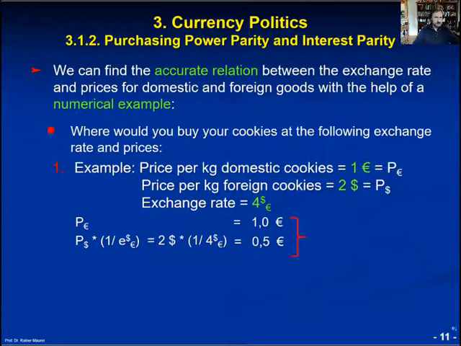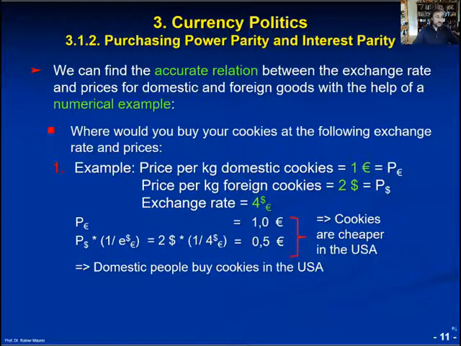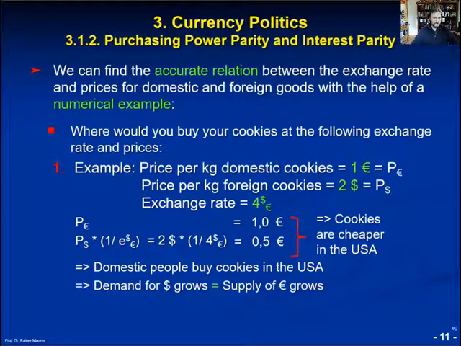This means, of course, that the cookies in the USA are cheaper. As a result, domestic people want to buy cookies only in the USA. So the demand for dollar will grow, since they need to exchange euro into dollar to buy cookies in the USA, and this means they supply more euro to the foreign exchange market, and as a result the euro will depreciate against the dollar.